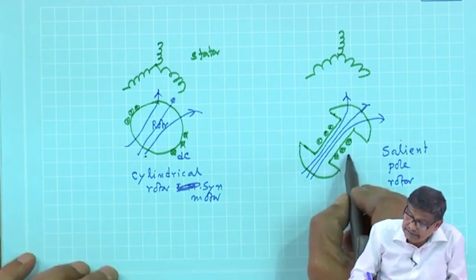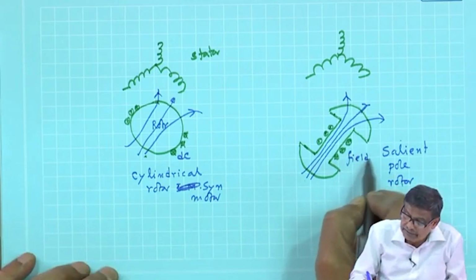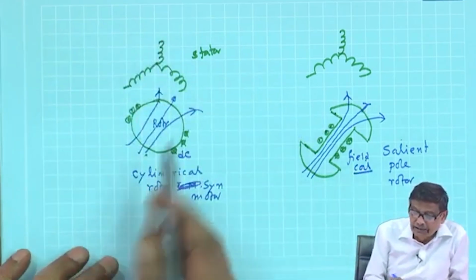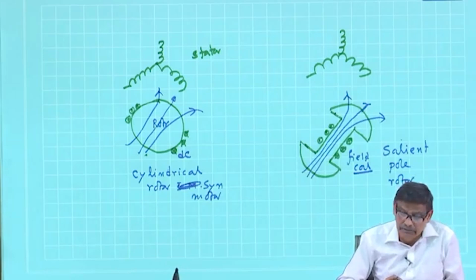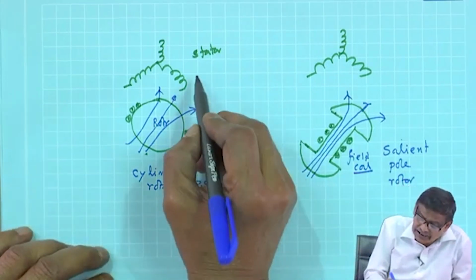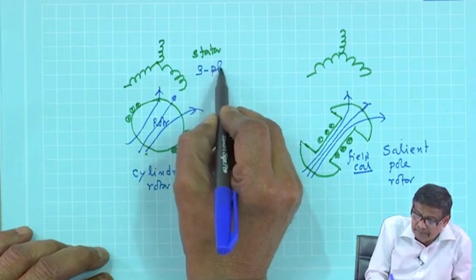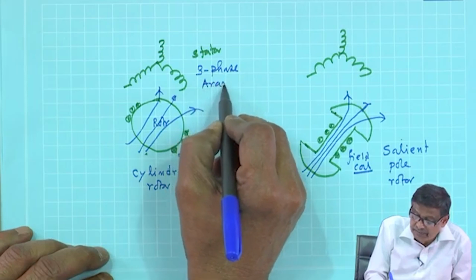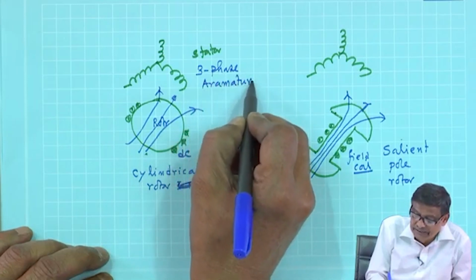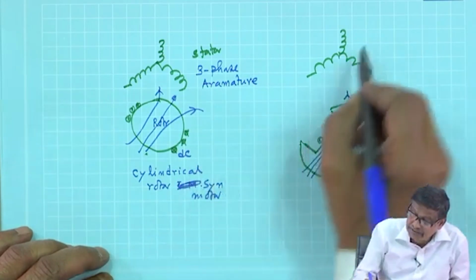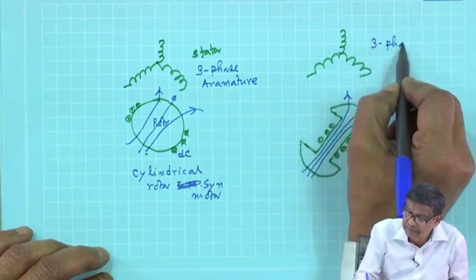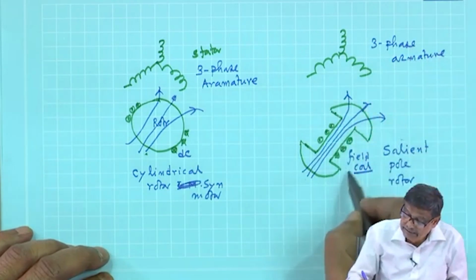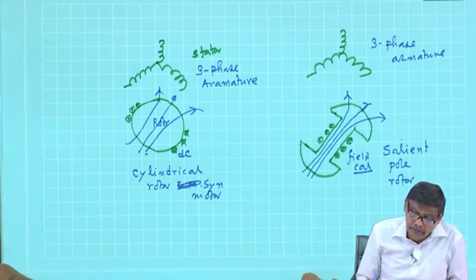Generally, this is field coil, this is also field coil here. This stator 3-phase distributed winding in terms of synchronous motor is also called 3-phase armature winding, 3-phase armature coil, 3-phase armature, and this is called field coil. So, this is 3-phase armature. And this is field coil.